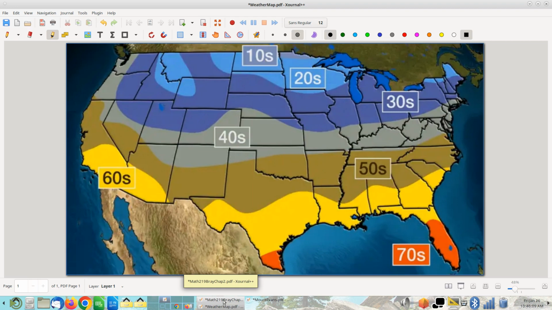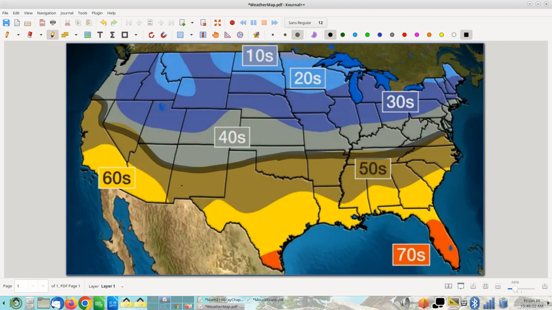And if you think about it, this curve right here is the boundary between where the temperature is in the 40s and where the temperature is in the 50s. That is, this curve that I've drawn right here is where temperature equals exactly 50. That's a level set. Temperature is a function defined on location. This is what I get when I set it equal to a particular constant, namely 50.